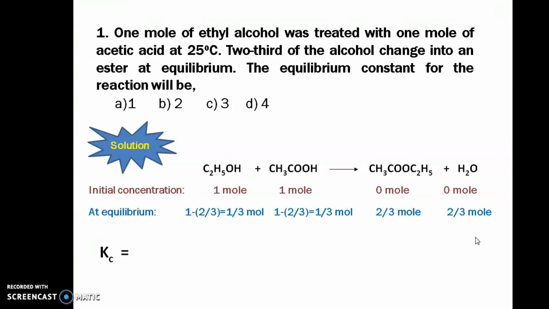Now let us write the equilibrium constant for this reaction according to the law of mass action. Equilibrium constant is the ratio of the product of concentration terms of products divided by the product of concentration terms of reactants. So products like ester and water, reactants ethyl alcohol and acetic acid. Let us write its concentration values. So 2/3 into 2/3 divided by 1/3 into 1/3, and the equilibrium constant for the reaction is found to be 4. So option D is the correct answer here.